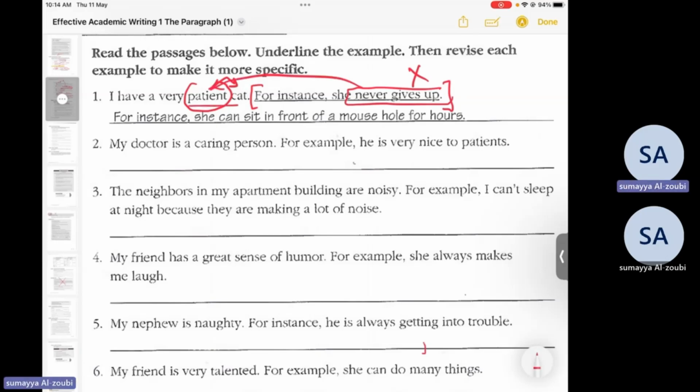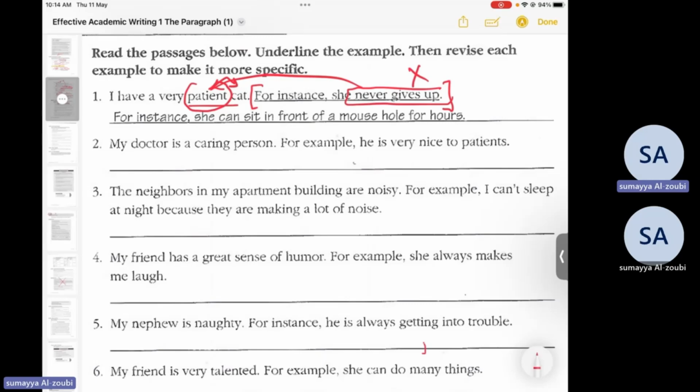What did I gain, that she is patient and she never gives up? What did we learn? Patient means never gives up. This is a definition for patient. The correct example, for instance, she can sit in front of a mouse hole for hours. Detailed explanation for what you mean.